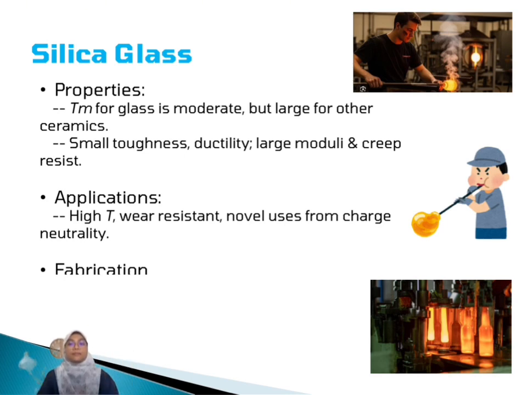The second one is application. Because of these properties, silica glass is used in high temperature environments and where resistance is needed. Its charge neutrality also opens up novel uses such as in specialized electronic and optical devices. The third one is fabrication.